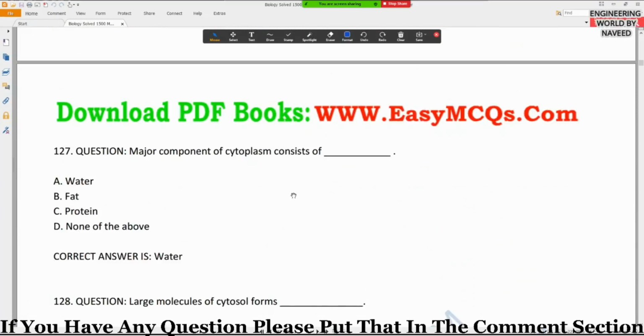Okay, question number 127. Major component of cytoplasm consist of option A water, option B feed, option C protein, and option D none of the above. Okay, cytoplasm का major component कौन सा है?